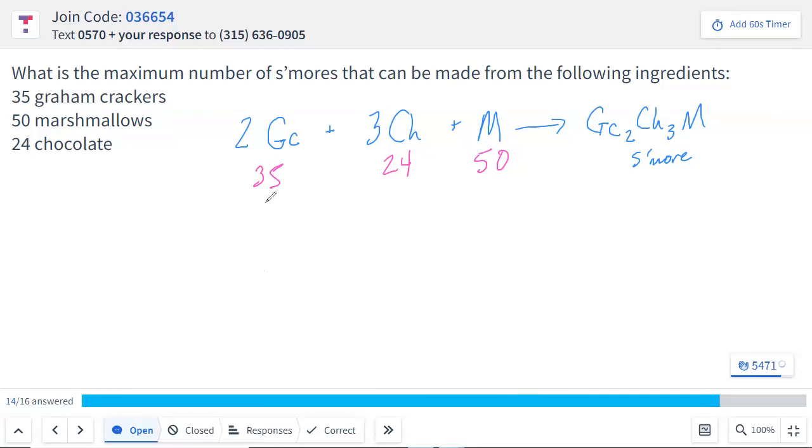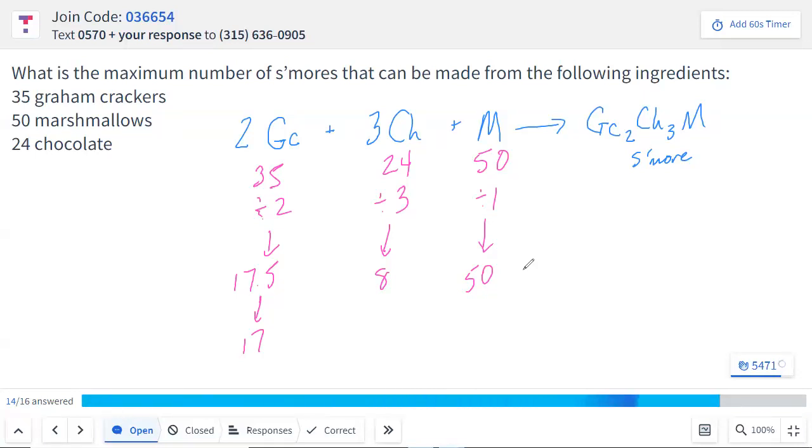And so if I look at the graham crackers, 35 divided by 2 would give me 17 and a half. And since there's no such thing as half of a s'more, I could only make 17 s'mores off of those graham crackers. For the chocolates, I need 3 chocolates per s'more, so that's going to get me 8. And for the marshmallow, I only need 1, so I can make 50 s'mores off the number of marshmallows that I have.